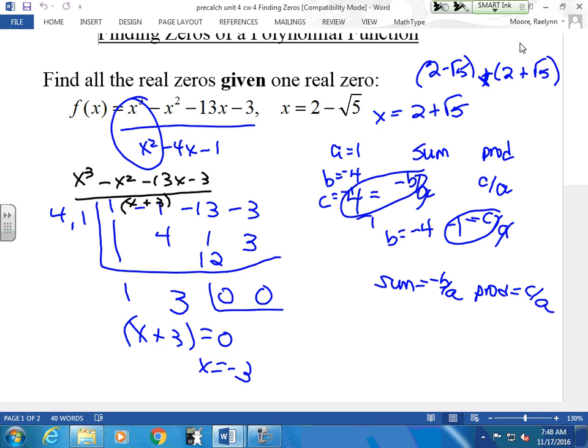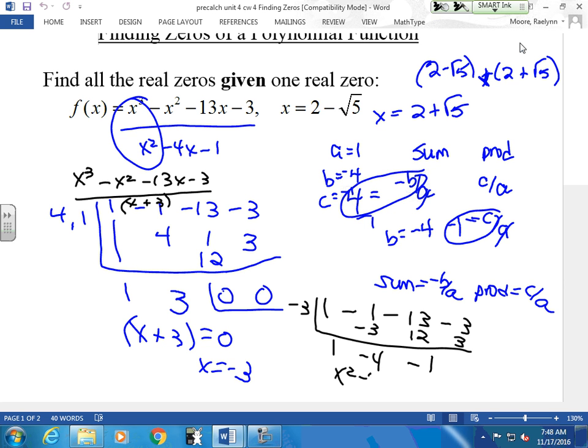You get this, watch. 1, minus 1, minus 13, minus 3. Okay, stay with me for a second. Bring this down. This gives you negative 3. This gives you negative 4. This gives you positive 12. This gives you negative 1. This gives you a 3. x squared minus 4x minus 1. Isn't that what we were left with? And what would you do when you got down to there? You would try to factor it, or you use the quadratic formula, because you can't factor it, right?